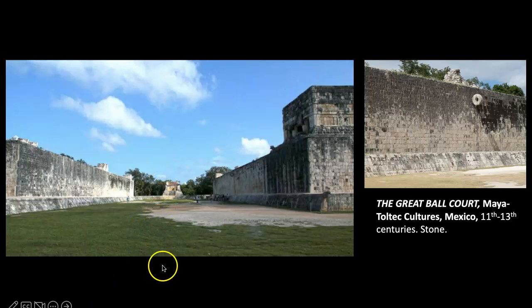Shaped like a letter I, its length is defined by two massive 27-foot tall walls on which each can be found a stone ring. I have a detail shot on the upper right for you to see that ring. The goal was that the ball would be kicked or bounced with a player's head into the hole of that ring to achieve a score.